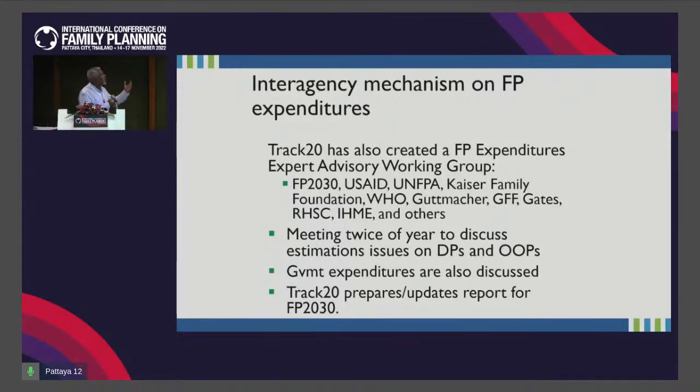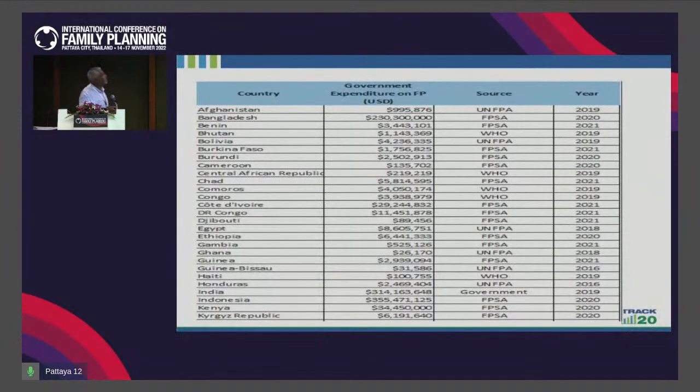And then Track 20 prepares and updates the report for FP 2030. I'm giving you an example from the FP 2030 report, which we submitted three weeks ago to you, showing all the different countries and the source of data. This is where I'm going back to WHO here. Yes. So, sources of the data or the estimates.